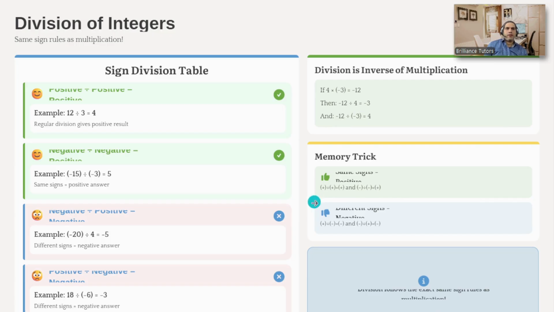Memory trick: when we divide same signs, it's a plus, like minus divided by minus, and plus divided by plus, it's a plus. Okay, with the same sign it's a plus, and with opposite signs it's a minus. I hope that's clear.